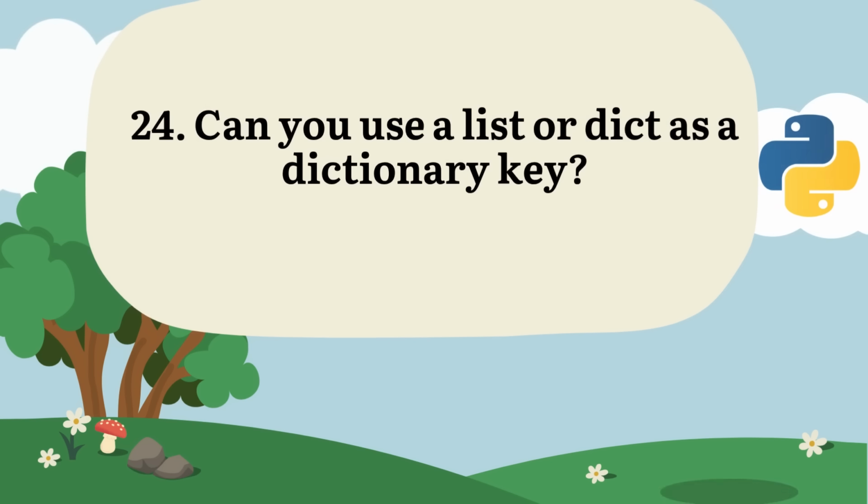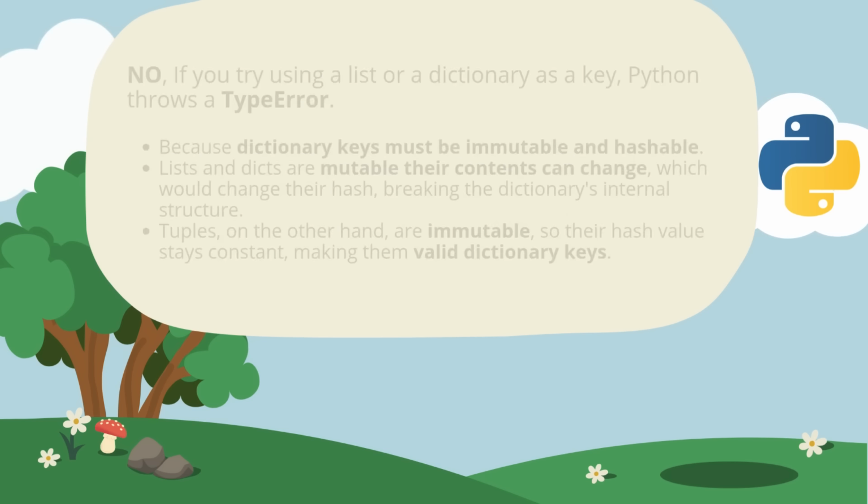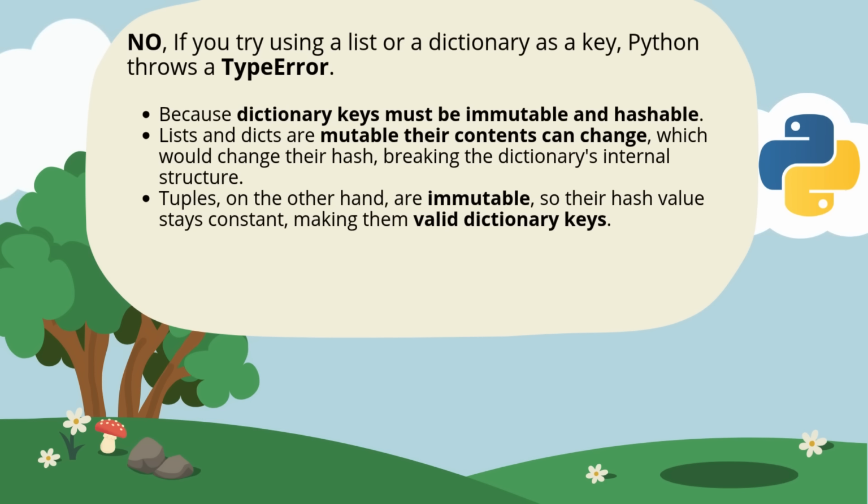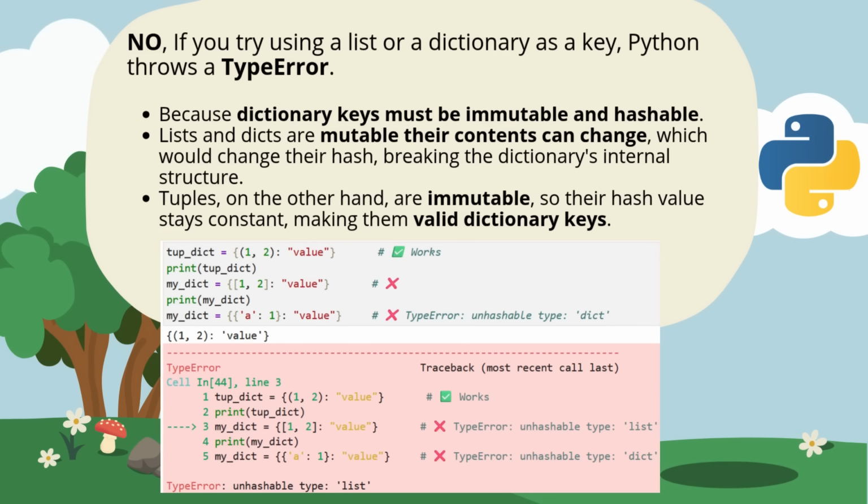Next question, can you use a list or a dictionary as a key in another dictionary? The answer is no. If you try, Python throws an error because keys must be immutable and hashable. Lists and dictionaries can change, so their hash would change too. Tuples, on the other hand, are immutable, so they can safely be used as keys.